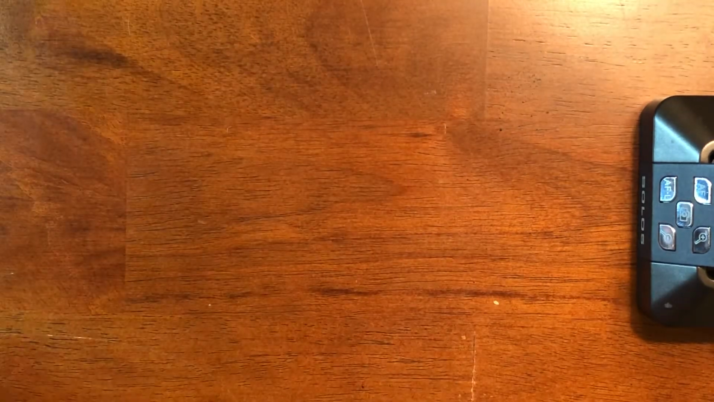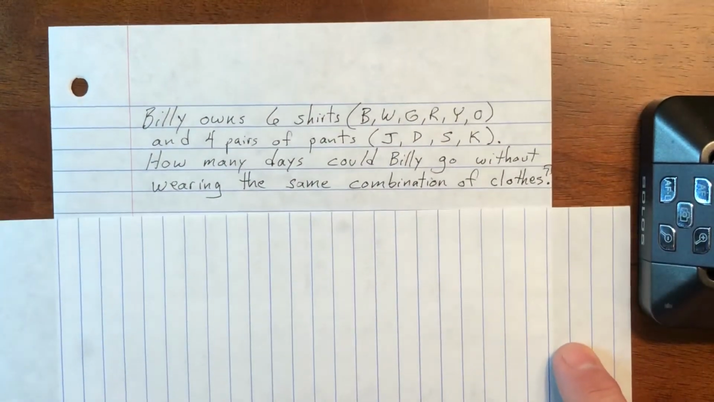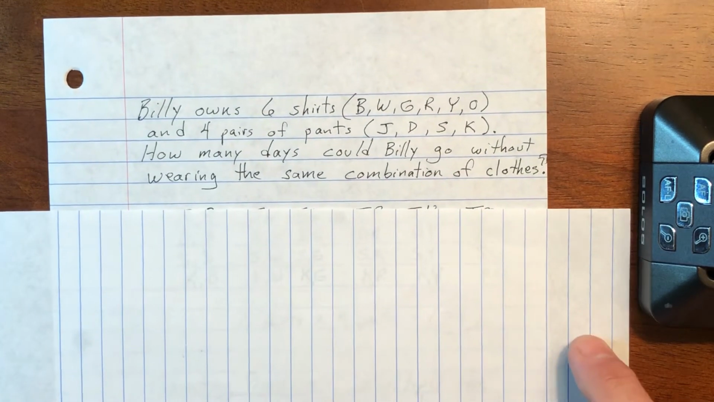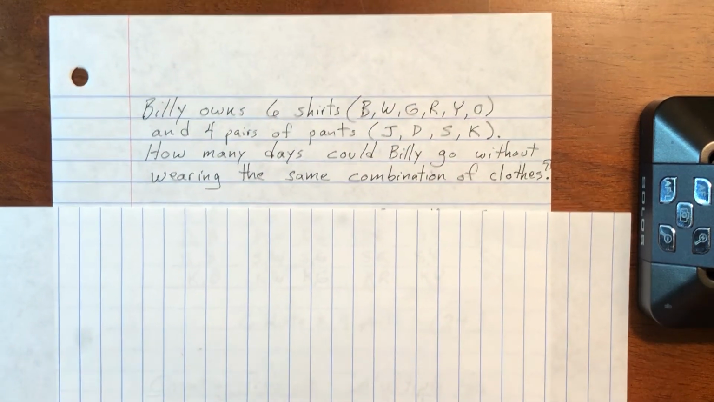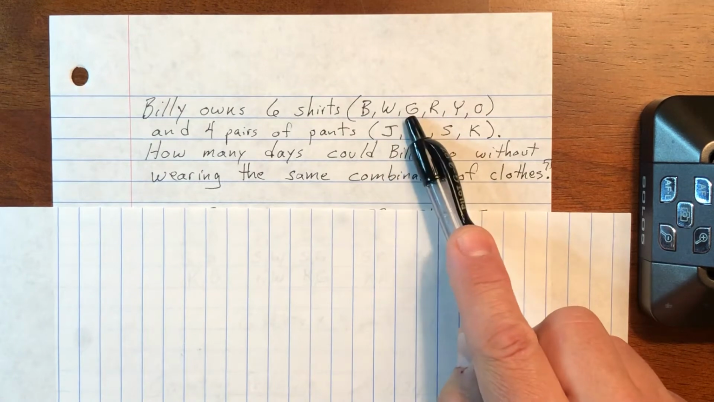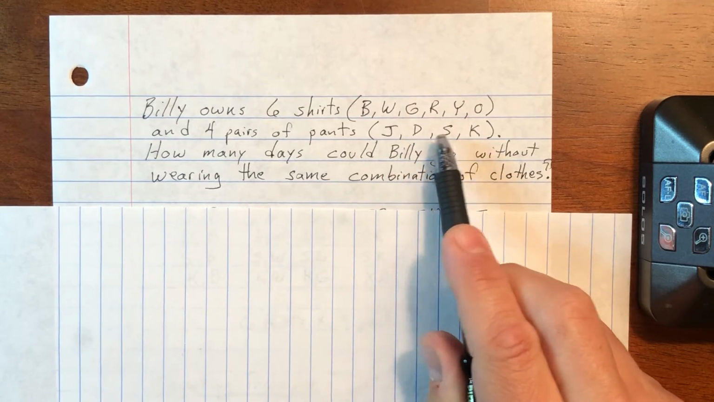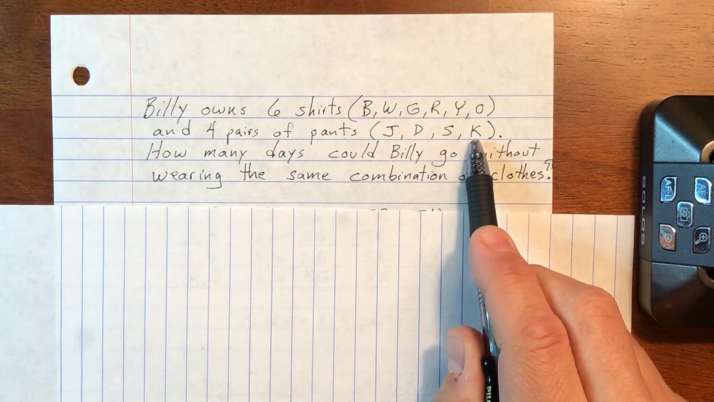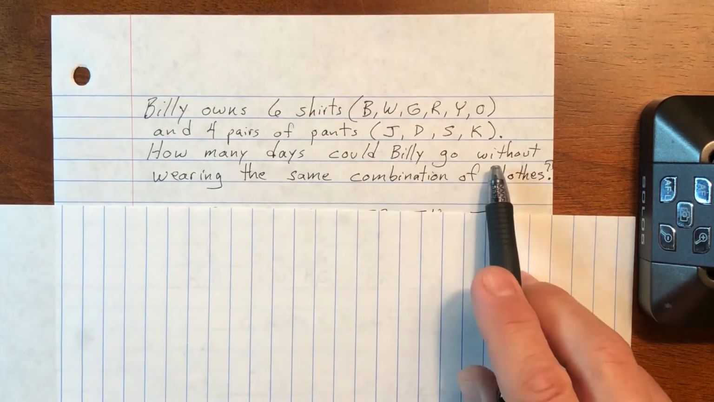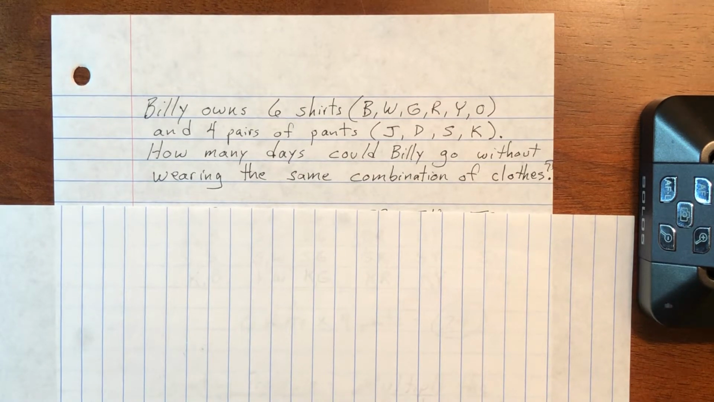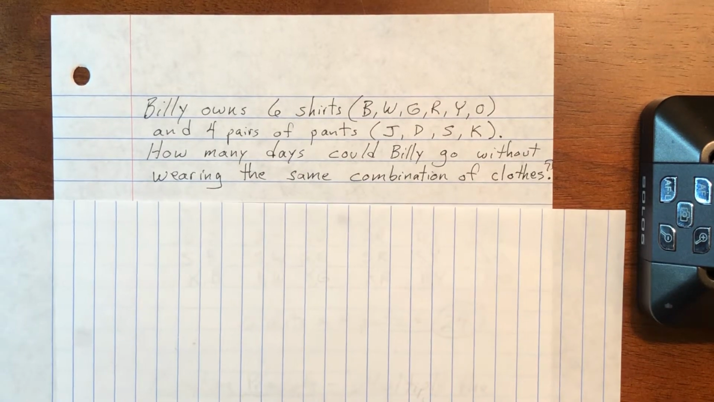And let's start out today with a story problem. Everybody loves story problems. All right, this one says, Billy owns 6 shirts. He's got a blue, a white, a green, a red, a yellow, and an orange shirt. And he owns 4 pairs of pants. He's got some jeans, some dress pants, some sweatpants, and some khakis. How many days could Billy go without wearing the same combination of clothes?